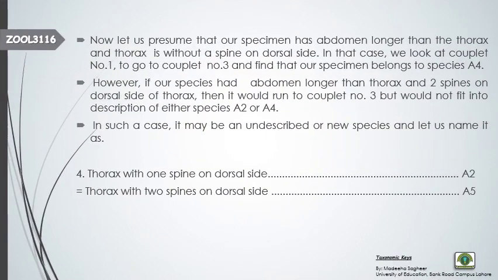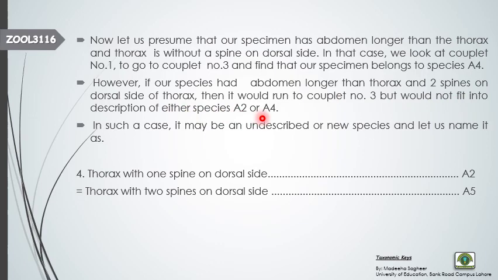However, if our specimen had abdomen longer than thorax and 2 spines on dorsal side, now we have run to the couplet number 3, right? But it would not fit into the description of either species A2 or A4. It means that our specimen in hand does not belong to either of these species. It is some undescribed or new species.